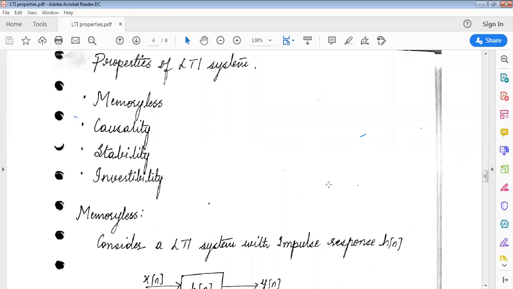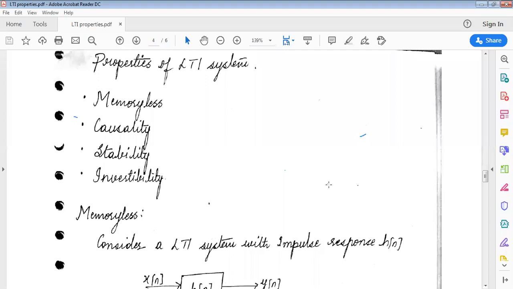Like the system can be a memoryless system, or the system can have memory. The system can be causal or non-causal. It can be stable or non-stable. It can be invertible or non-invertible. Okay, so that is about a general system. Here what we are learning is the properties of LTI systems.